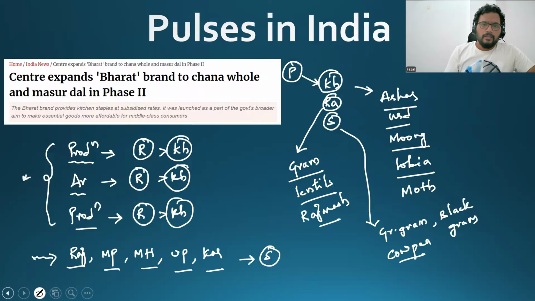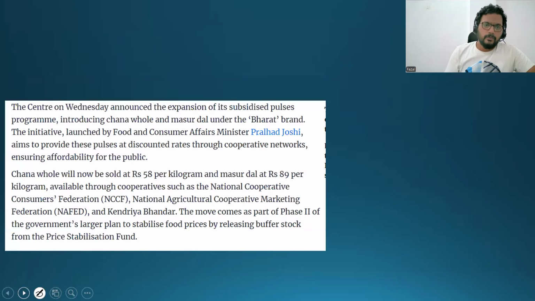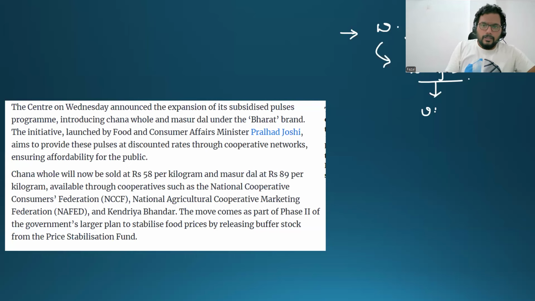And if I take the case of the pulses furthermore, it has been very clearly evident from the central government that World Pulses Day is observed annually on 10th February, which basically originated from the United Nations.